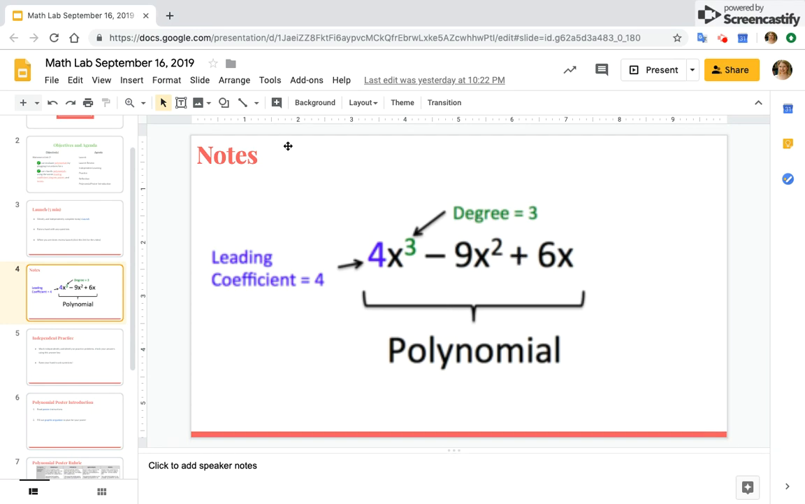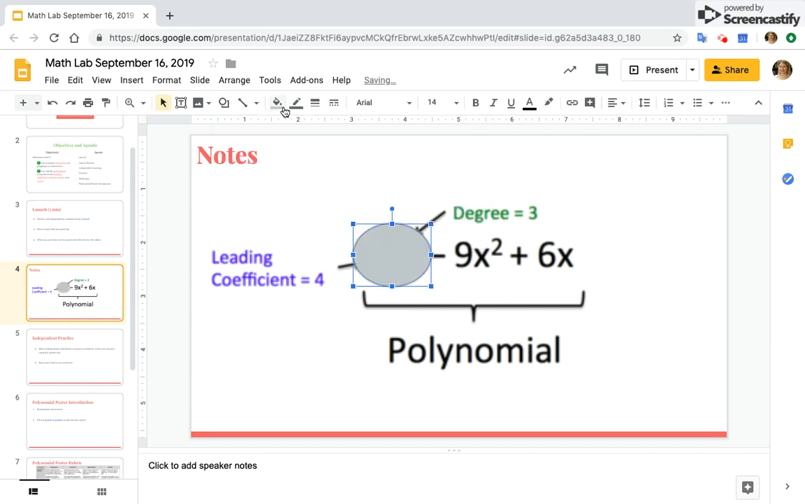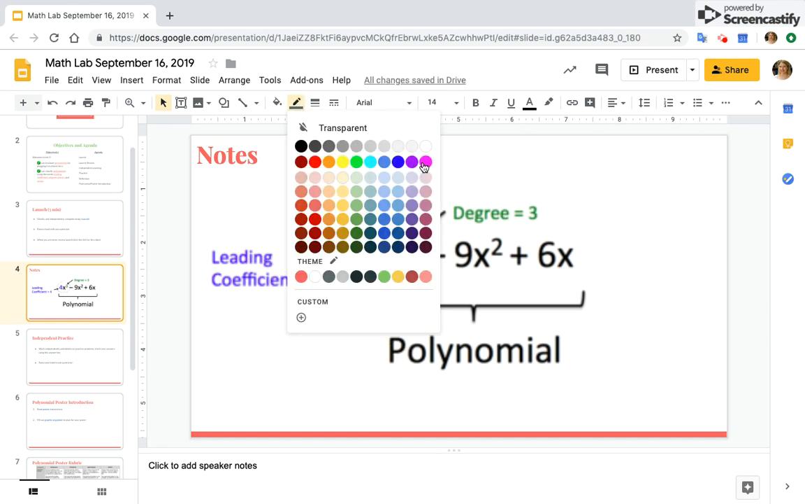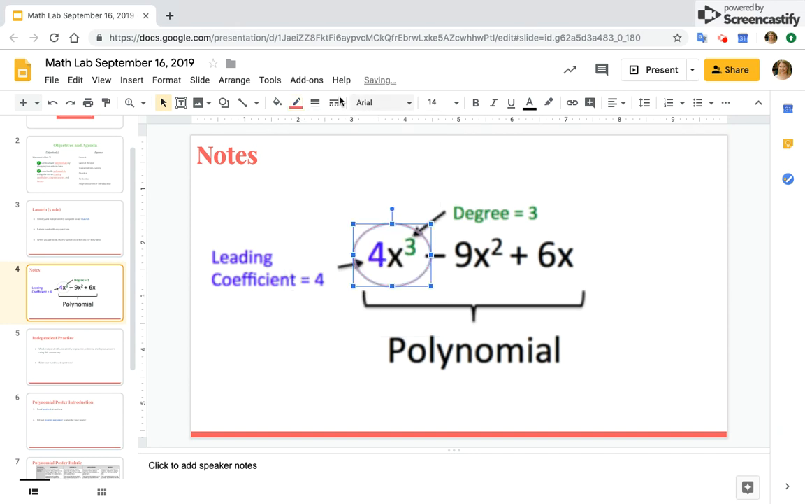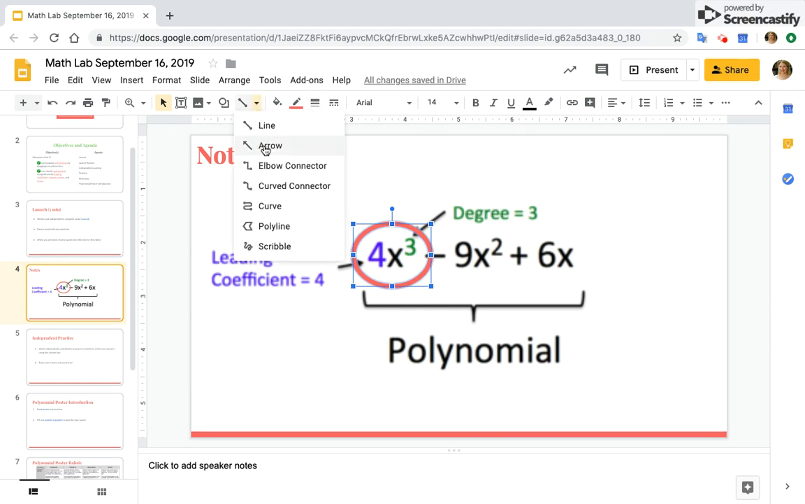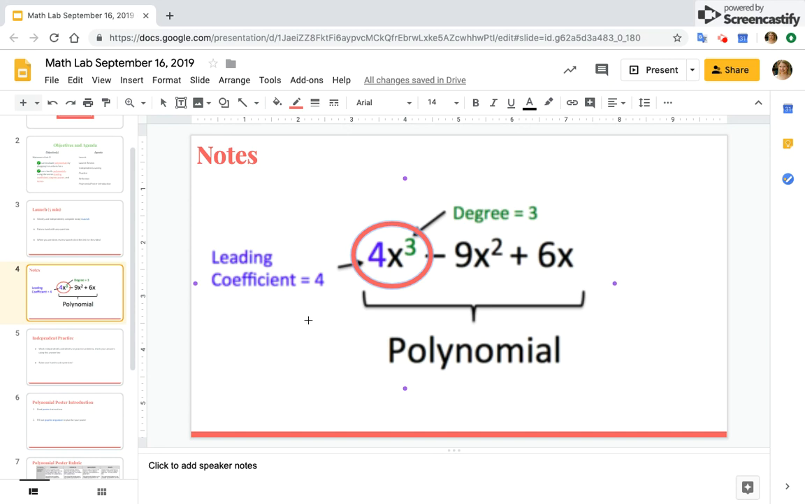I'm using this word term, so let's actually add that to this diagram. I would like you to insert a circle here, and you can make it transparent. I'm going to make mine colored so I can see it. Let's go ahead and label that. So get an arrow, and I'm going to have you label it as a term.